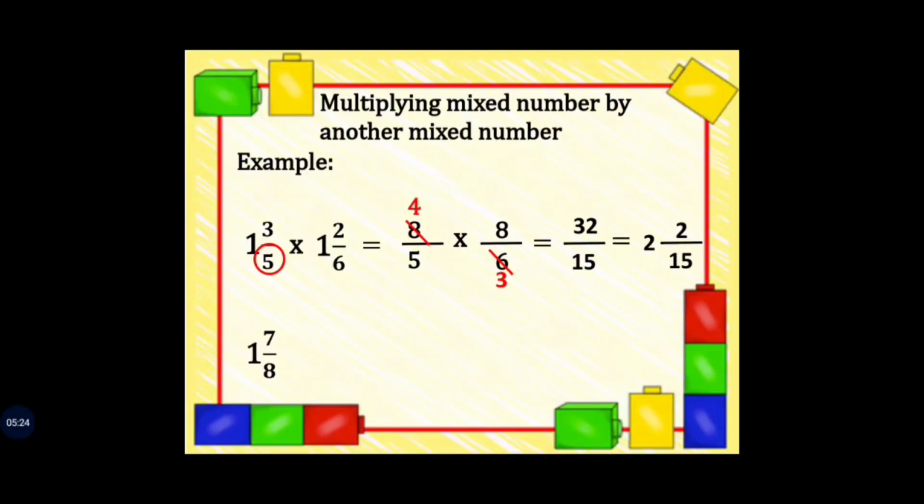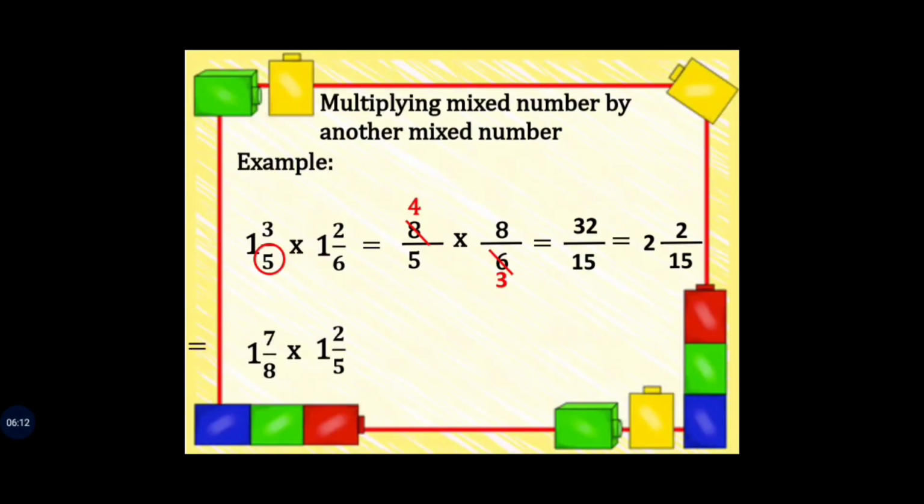Now, 2 over 15 is in the lowest term kasi 1 na lang ang kanilang GCF. So, therefore, the final answer is 2 and 2 over 15. Okay, let us have now another example: 1 and 7/8 times 1 and 2/5.